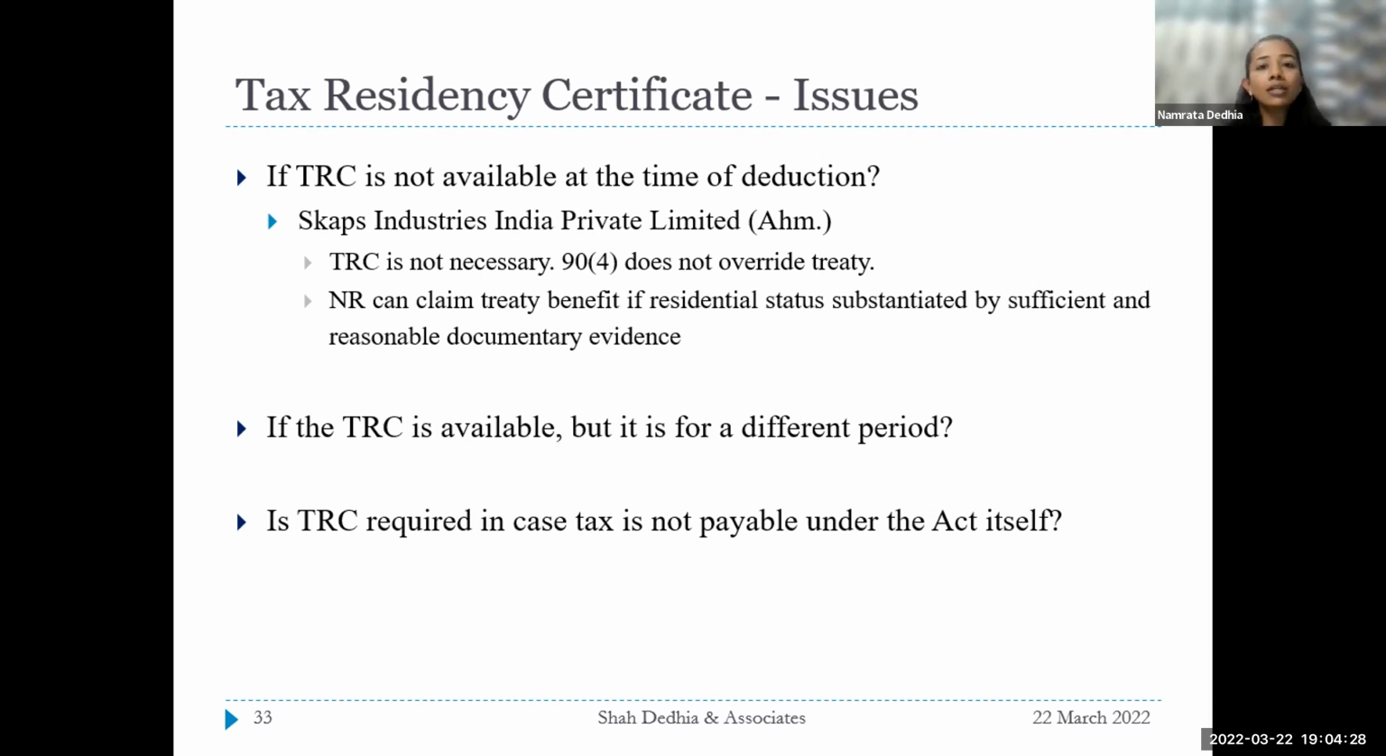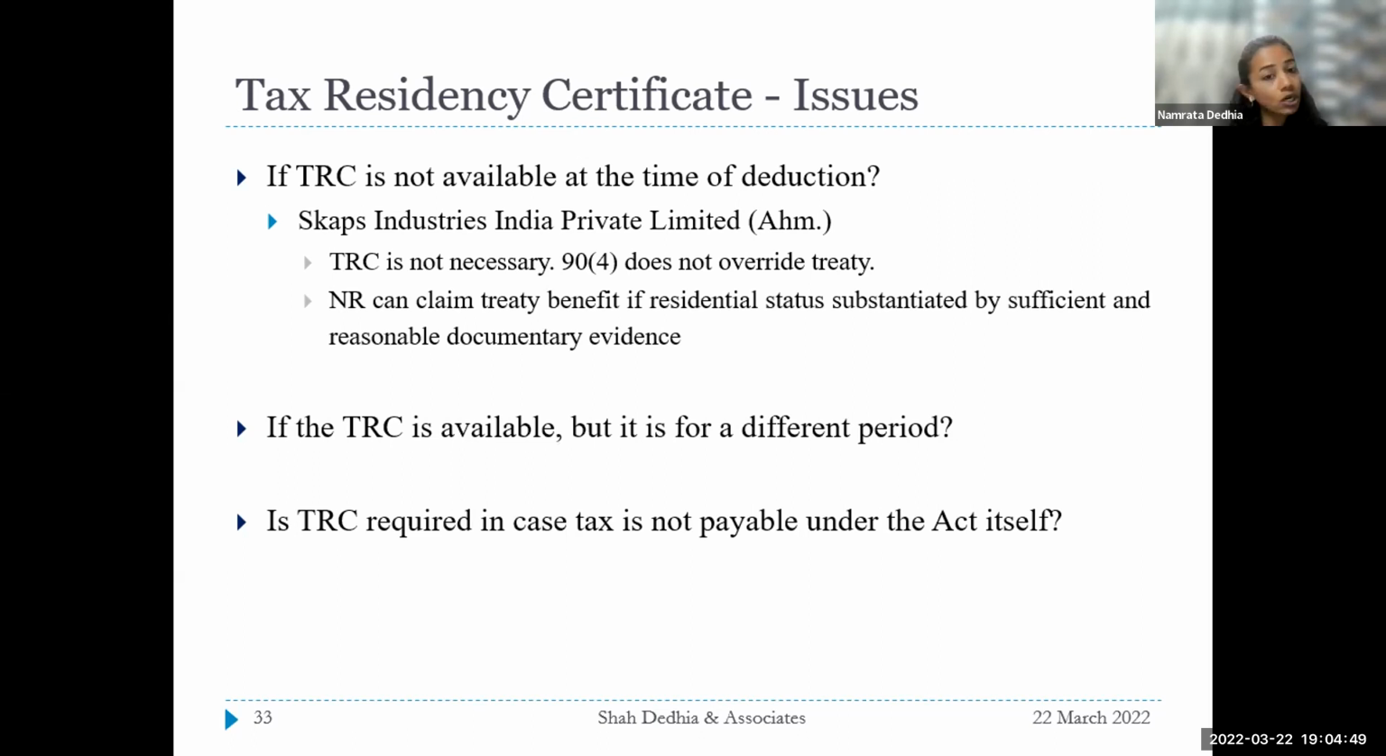So as long as the non-resident is eligible for DTAA as per the DTAA provisions itself, there is no need for TRC. But this would be an extreme stand to take practically. It is advisable to obtain the TRC at the time of deduction.